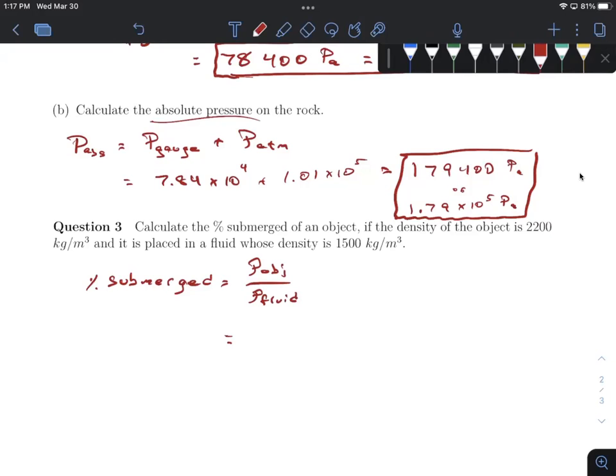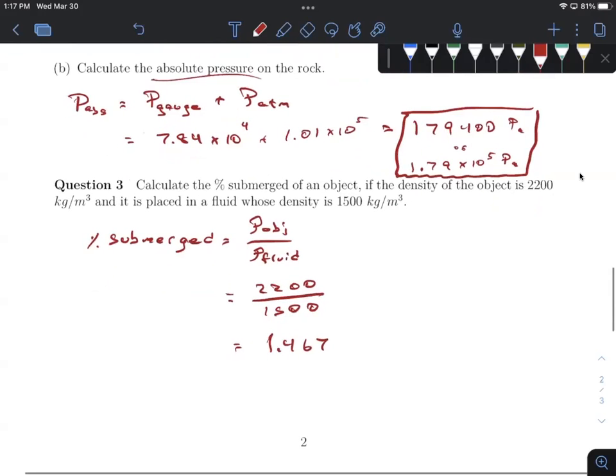The object is 2200. The fluid that the object is put in is 1500. So I just divide these two, 2200 over 1500, and I get 1.467. Now, this is perfectly fine for a number. If you're doing this and you get this answer and you either box this or you say this means, in terms of percentage, 147%, that's perfectly fine.